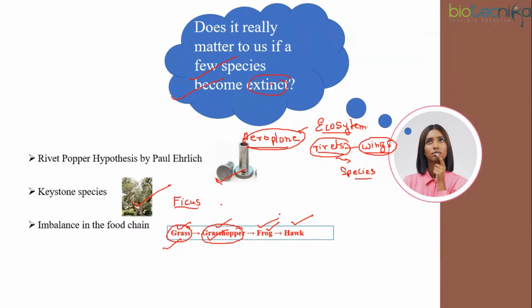And when we specifically talk about humans, they usually belong to the top trophic level. And definitely the extinction of species would slowly lead to the extinction of the human species too. So the extinction of a few species will in turn affect human beings. Although the effect might not be seen immediately, over due course of time it will be seen.